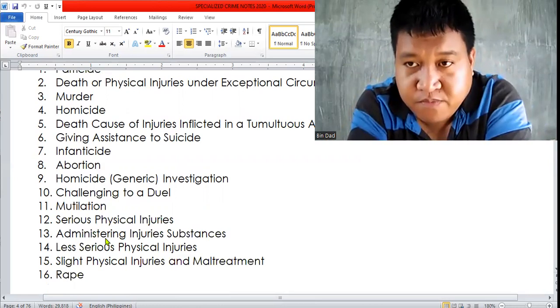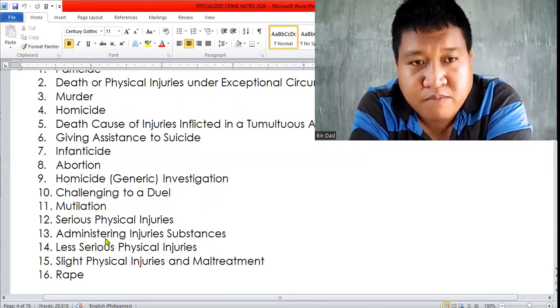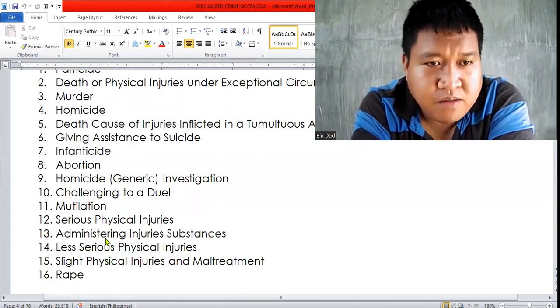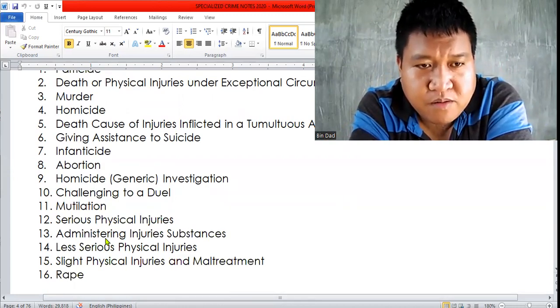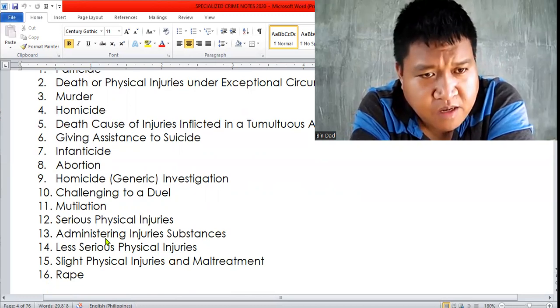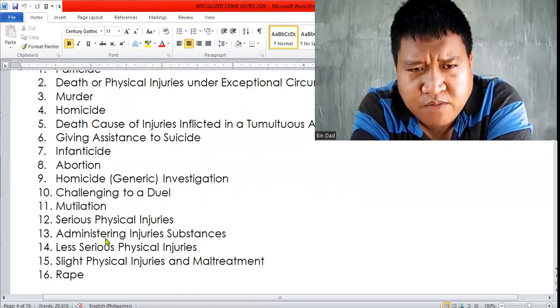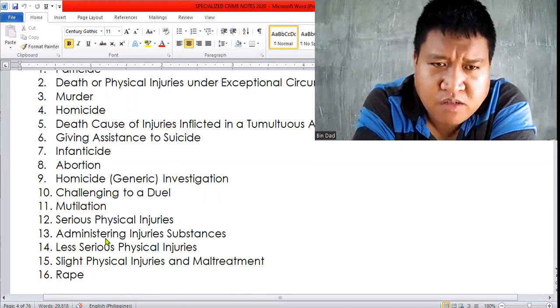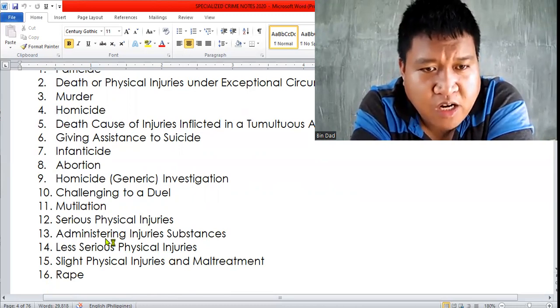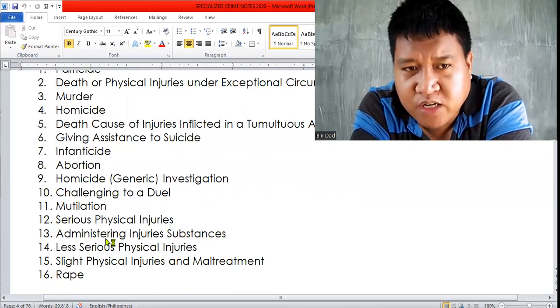Because that is prohibited by God and prohibited by the law of people, no? Life is not ours, it is given. Then homicide, generic investigation. Of course, that is just the point of investigation. You can remove that. Then challenging to a duel, that is also a crime. Challenging to a duel. Ayan.